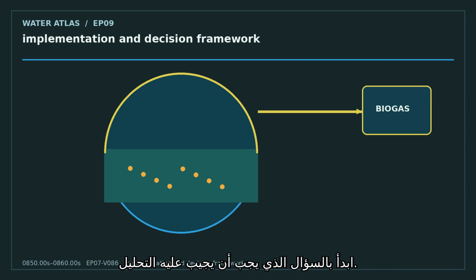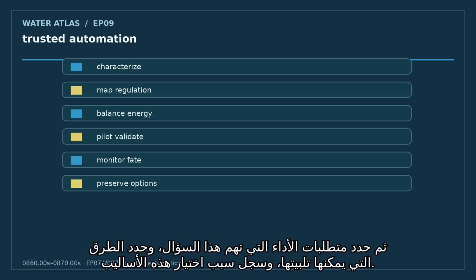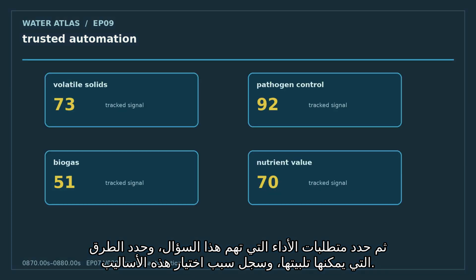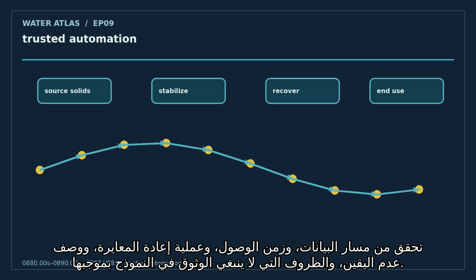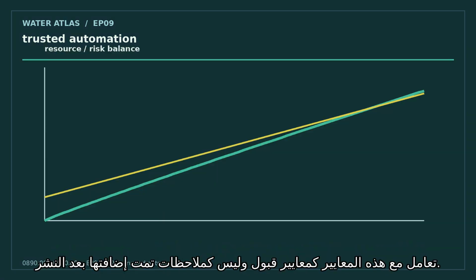Begin with the question that the analysis must answer. Then define the performance requirements that matter for that question. Select methods that can meet them, and record why those methods were chosen. Before a result becomes operational, test the gap between research performance and operational need. Check the data pipeline, the latency, the recalibration process, the uncertainty description, and the conditions under which the model should not be trusted. Treat these as acceptance criteria rather than as notes added after deployment.